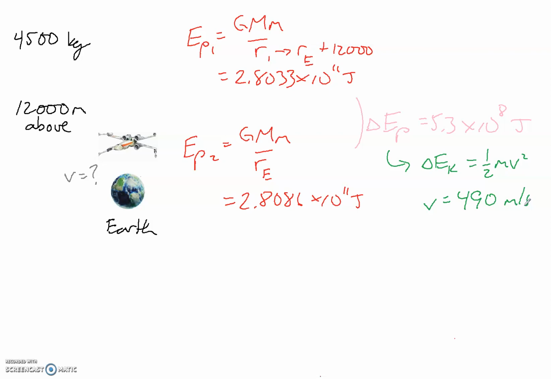And if you try to use the other one, mgh equals 1/2 mv squared, it's not going to work very well. You might get close-ish for this one, but it's not going to work out very well.